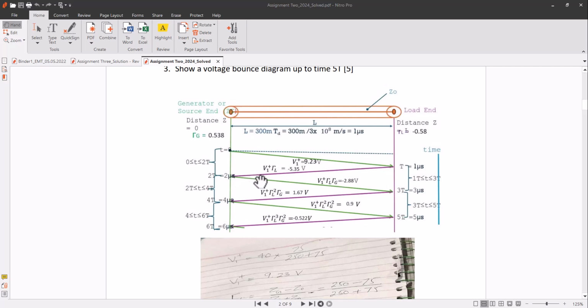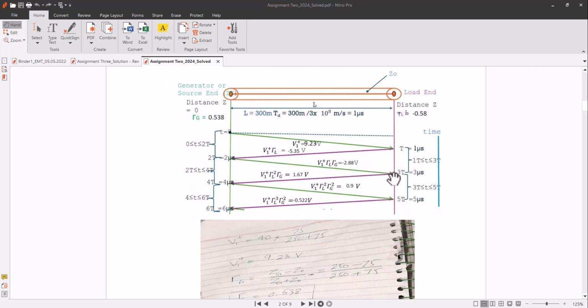So now this will become V2 plus, and V2 plus will reach here at 3T. After reaching here it will be reflected again, and now this signal will be multiplied by its reflection coefficient, which will be tau L.